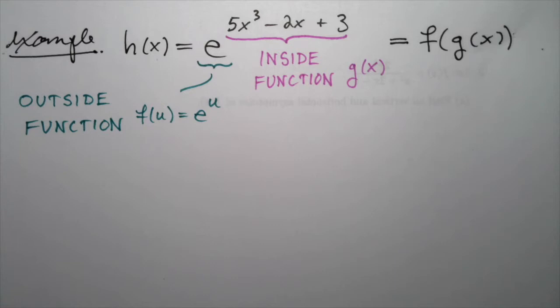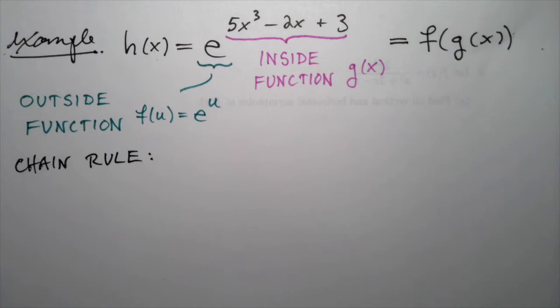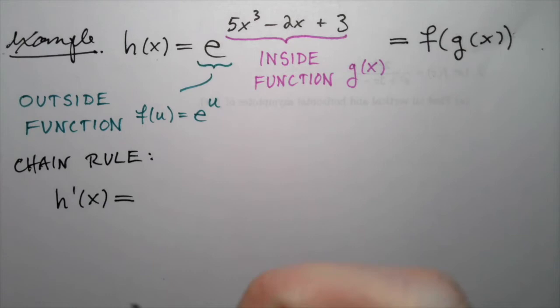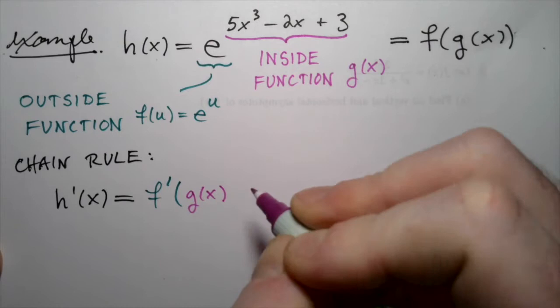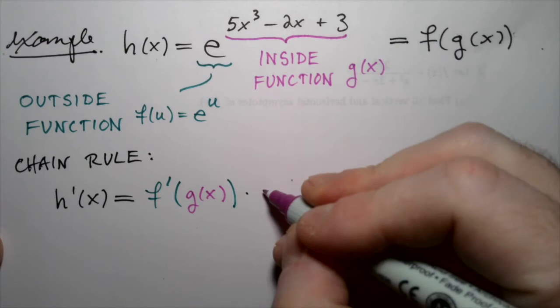So next up, we're going to apply the chain rule. What does the chain rule say? Well, in general, it says that the derivative of a composite like h is given by the derivative of the outside function, that would be f prime, evaluated at the inside function g. So I've plugged g, not g prime, but just g, into the derivative of the outside function. And then we multiply by the derivative of the inside function. That's what the chain rule says.